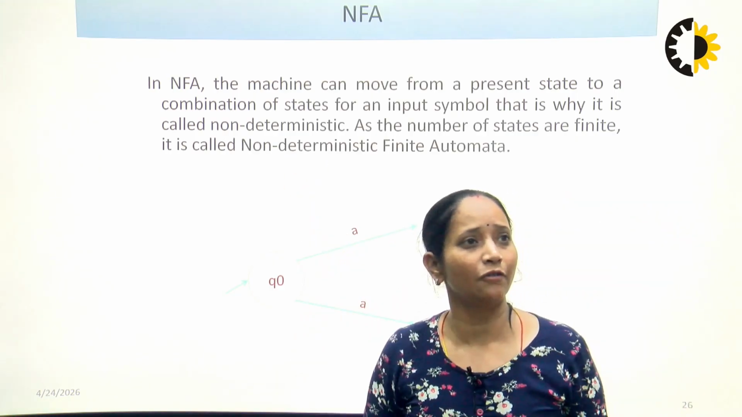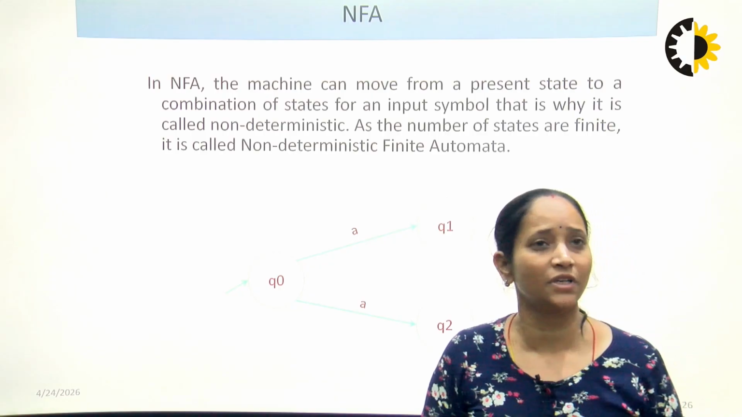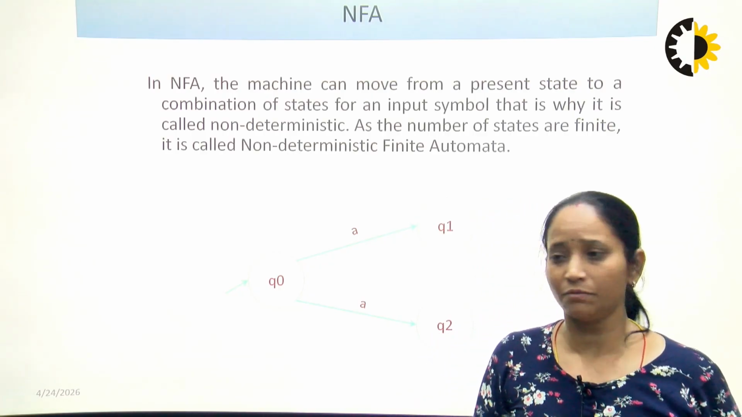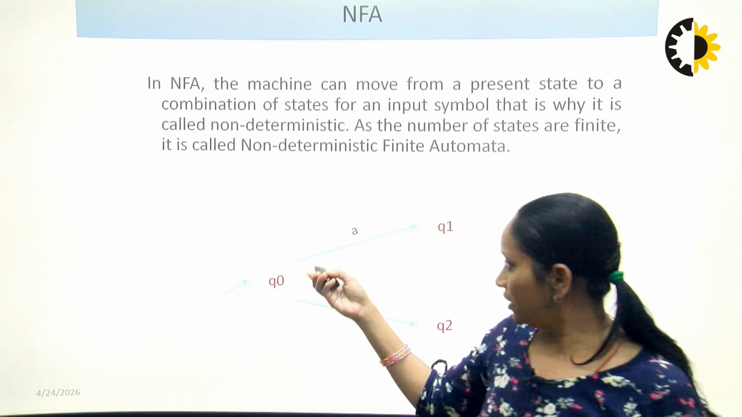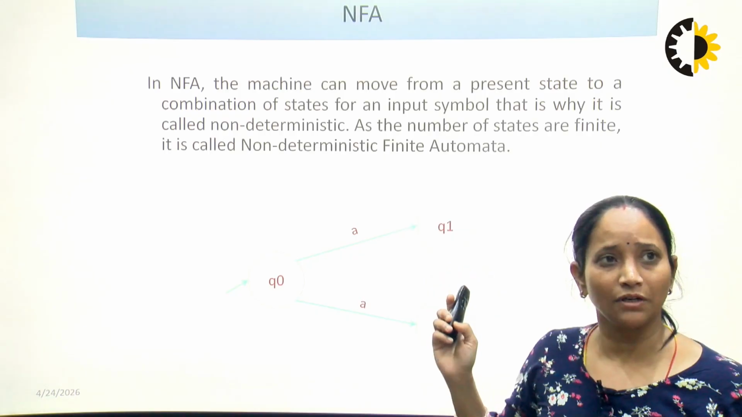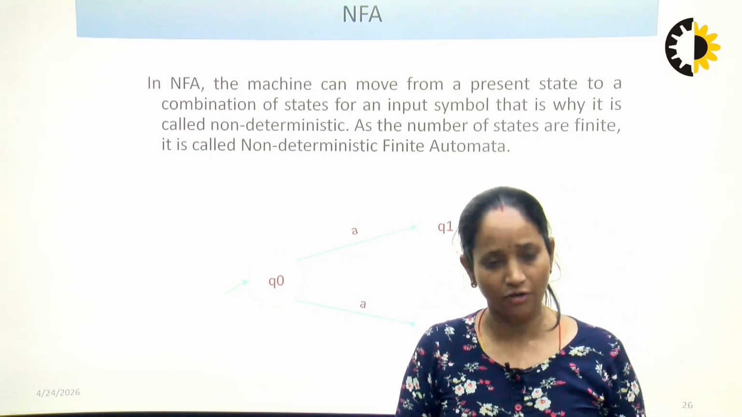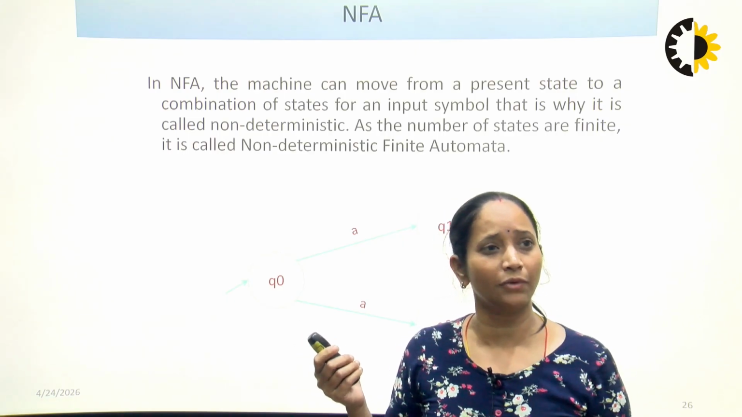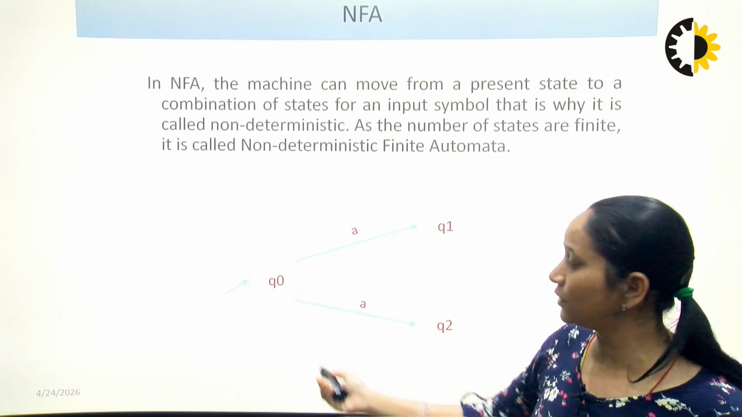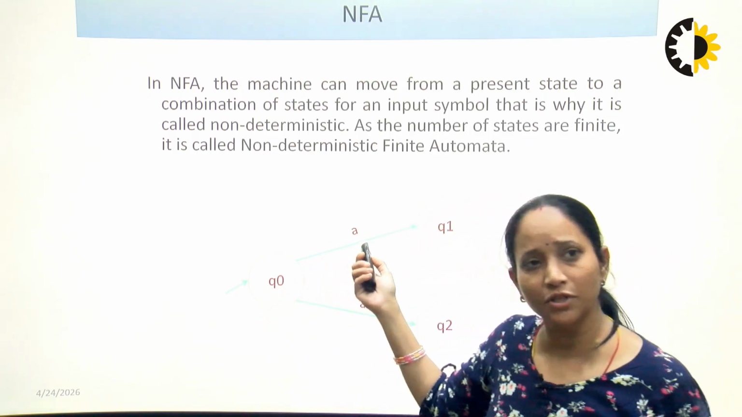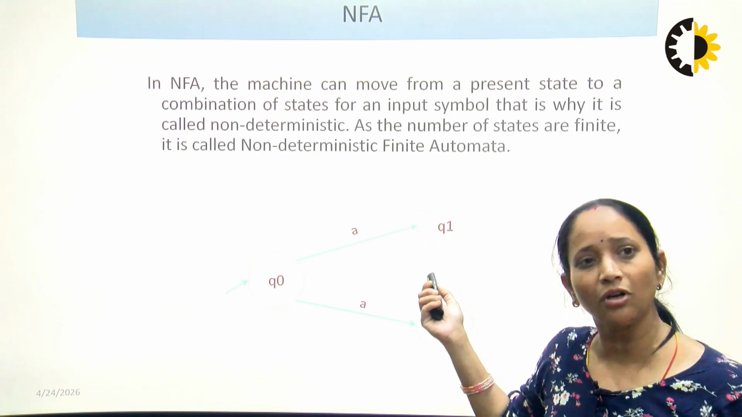So in the NFA, the machine can move from a present state to a combination of states for a particular input symbol. Here we can see the input symbol is A, but the transition is multiple, more than one. Then it is a non-deterministic finite automata. In a deterministic finite automata this is not possible: if there is a state and an input symbol, the transition is always unique.